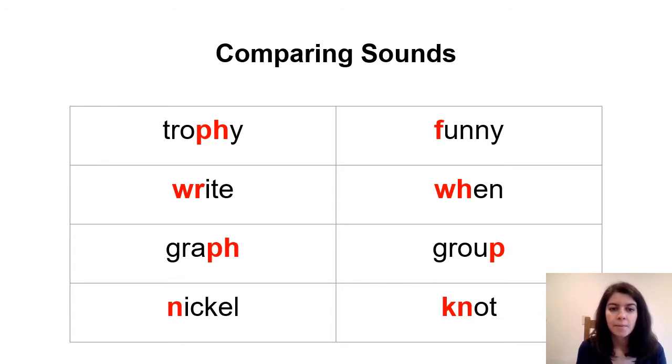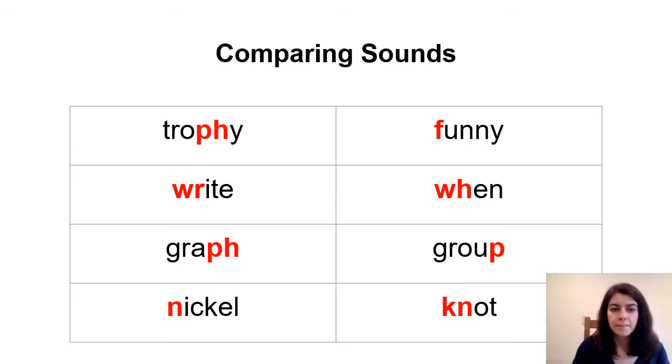So looking at the top column, we have two different words. One of them starts with a T, one of them starts with an F. I'm going to read those words. I noticed that the PH is bold and red in one word, and then the F is bold and red in the other word. The bold letters and letter teams are the sounds that we're going to be comparing today. So let's get started. Looking at this first column, we've got trophy. The other word is funny.